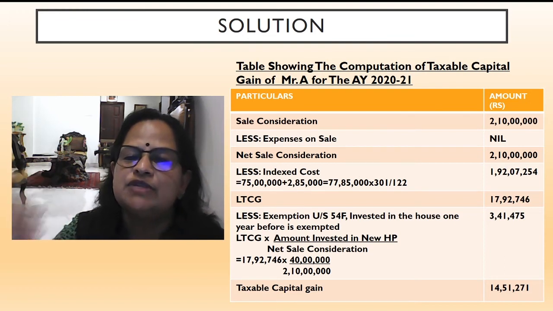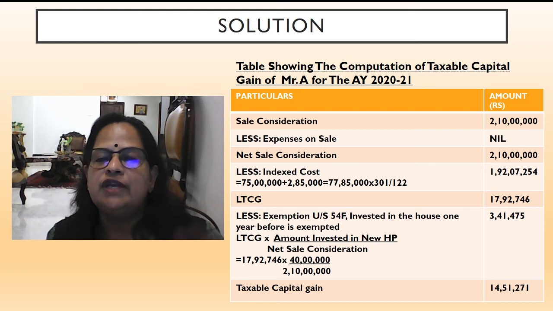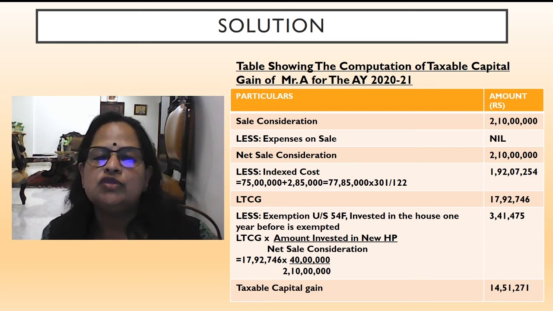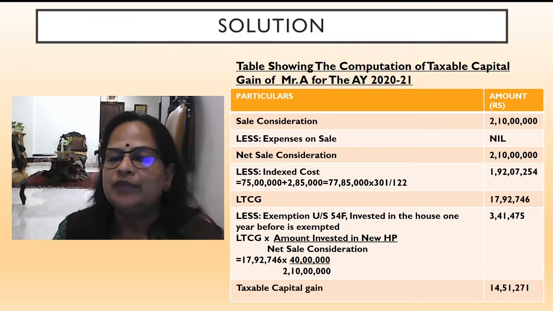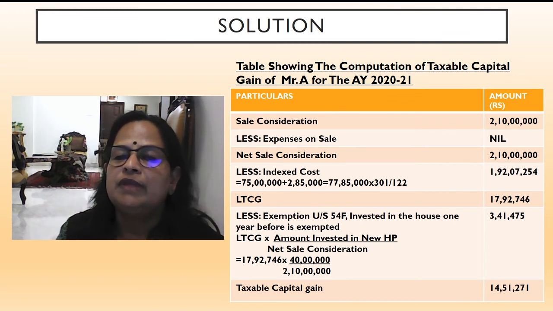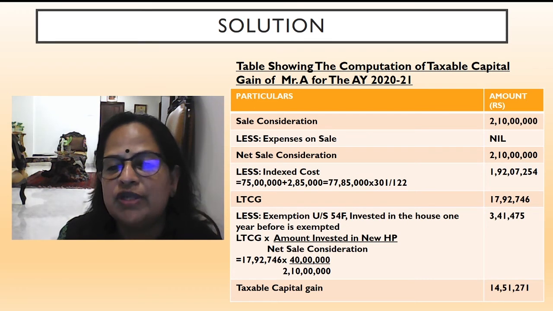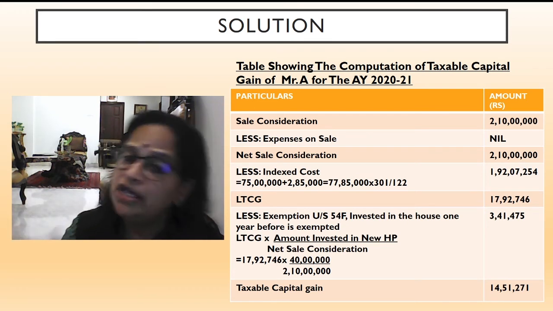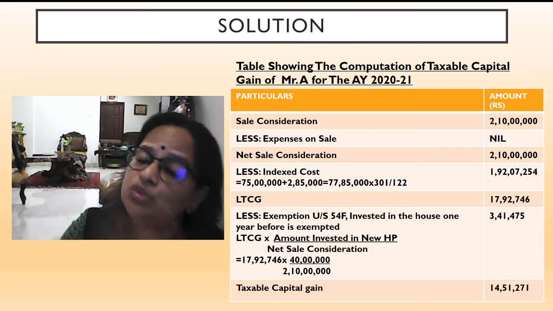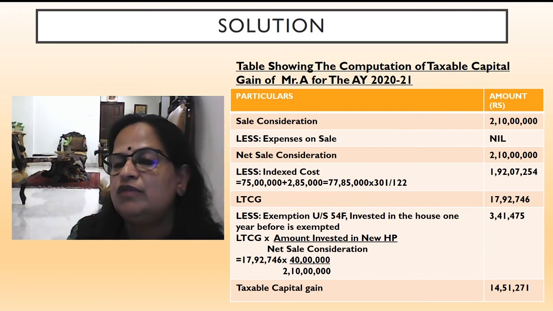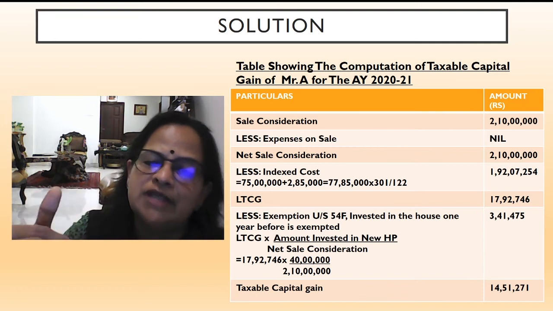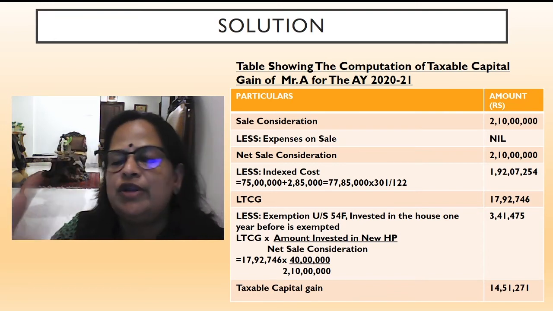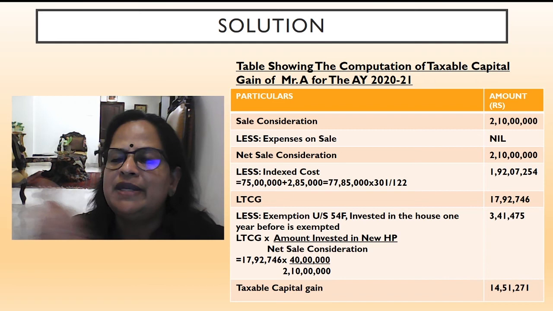Now less exemption under section 54F. He invested in one house one year before the exemption period. Because it was one year before, if you see the date, 2018 itself he has made the investment, so he is eligible to claim the exemption. Now how do you calculate? LTCG into amount invested in new house property divided by net sale consideration.